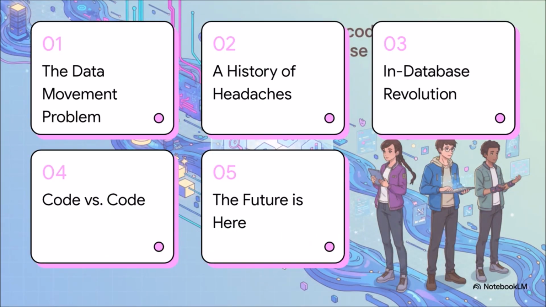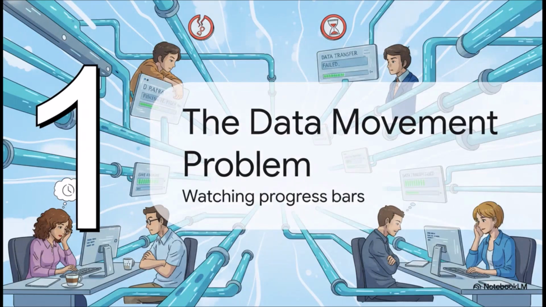So here's how we're going to break it all down. First, we'll talk about the data movement problem itself. Then, a quick history of the headaches that got us here. After that, the good stuff, the in-database revolution. We'll even do a little code versus code showdown and wrap up by looking at what this means for the future. Let's go.